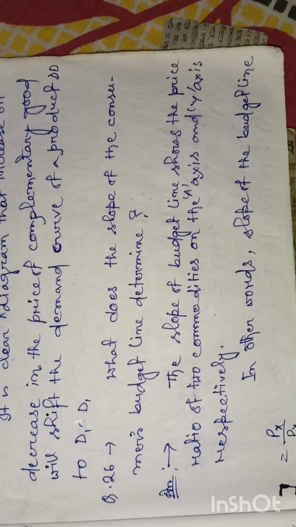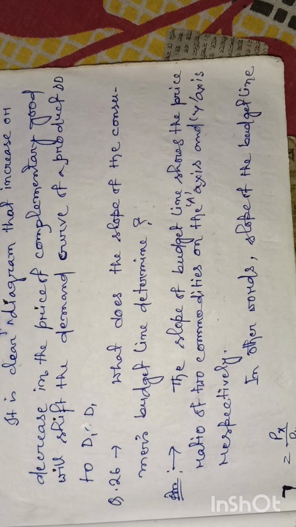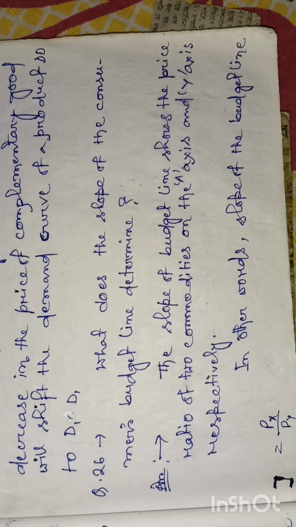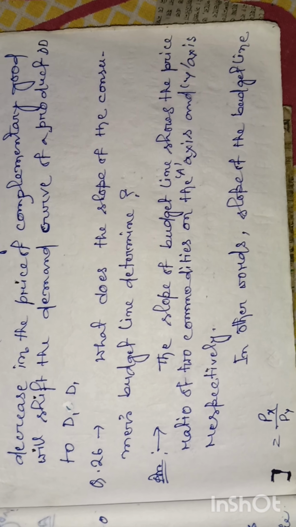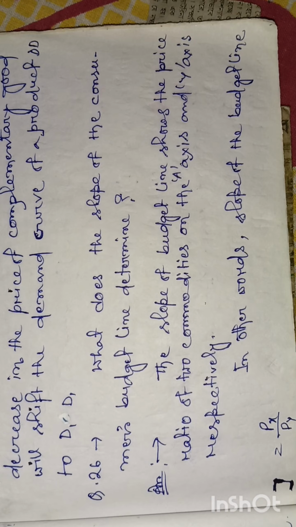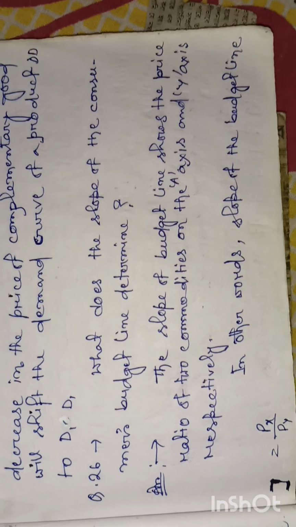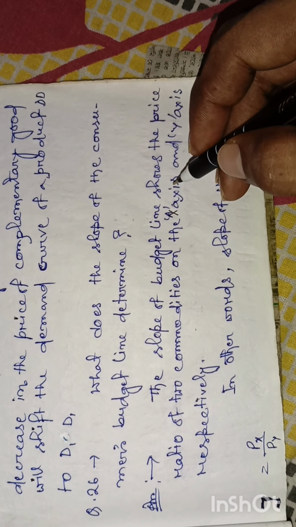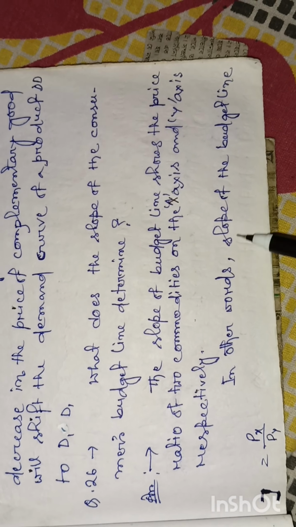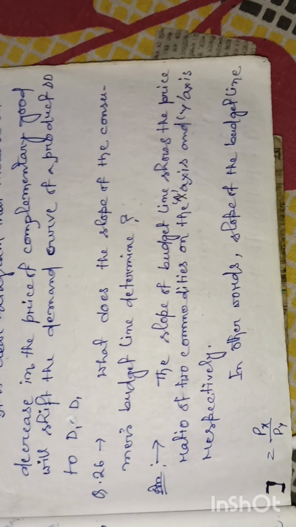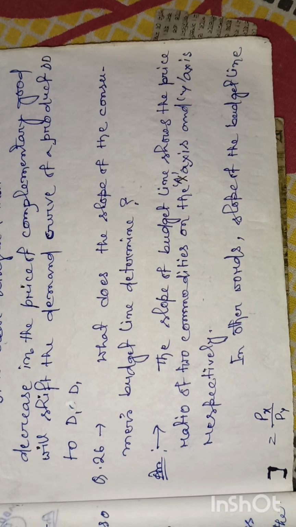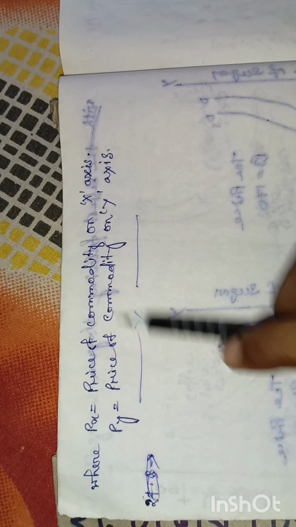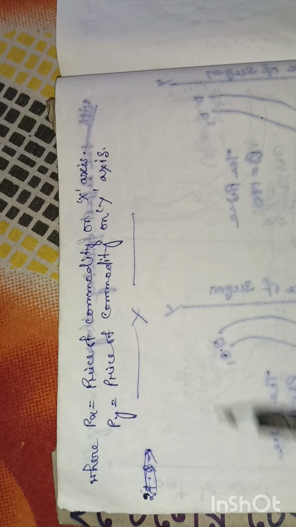Question number 26. What does the slope of the consumer's budget line determine? The slope of the budget line shows the price ratio of two commodities on the x-axis and y-axis respectively. In other words, slope of the budget line is equal to Px by Py, where Px equals price of commodity on the x-axis, Py equals price of commodity on the y-axis.